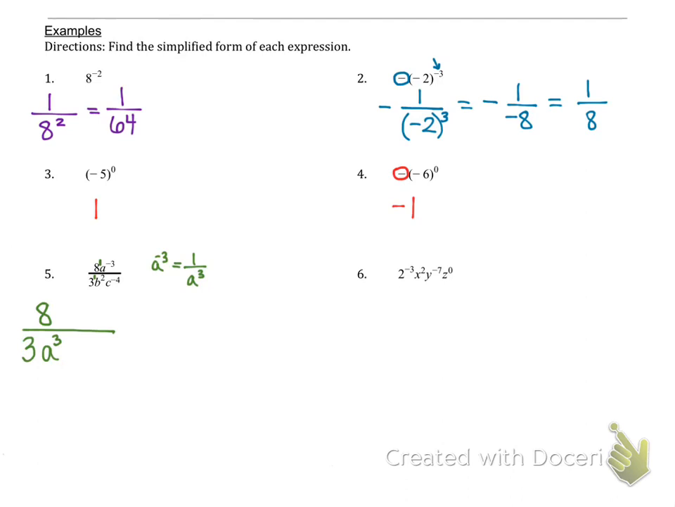B squared, that has a positive exponent, so that's going to stay on the bottom of the fraction. And c to the negative fourth power, we need to make that exponent positive, so I'm going to take the reciprocal of that. Right now, it looks like this, 1 over c to the negative fourth power. When I make that exponent positive, it ends up becoming c to the fourth when I take the reciprocal. So that's going to end up on the top of the fraction. So now this is your final answer.